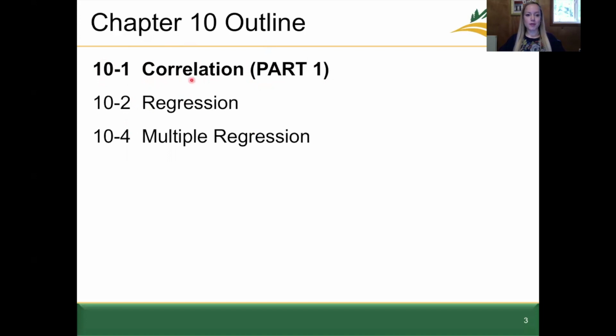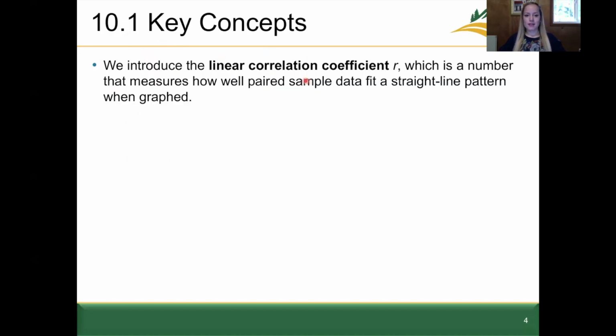Now for 10.1, the topic here is correlation. In this section, we'll introduce the linear correlation coefficient, or R. This R will be a number, and we'll be able to calculate that. It'll be a measure of how well paired sample data fit a straight line pattern when graphed.